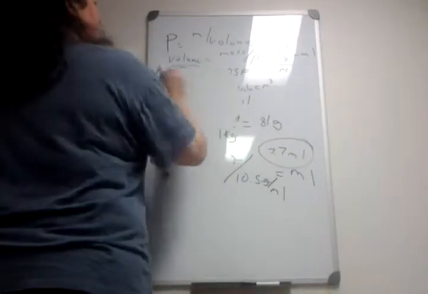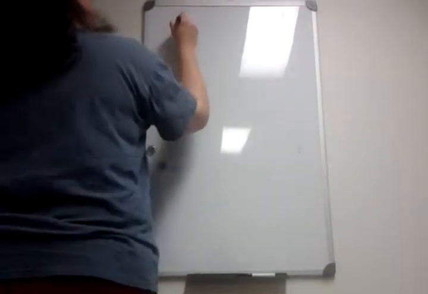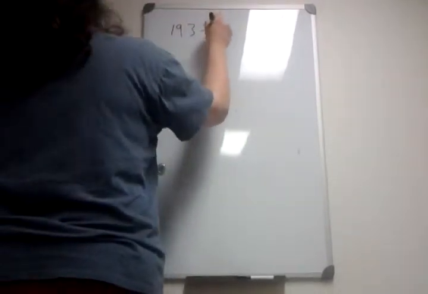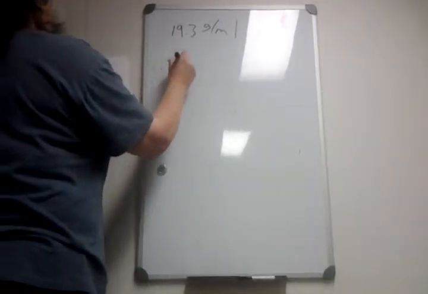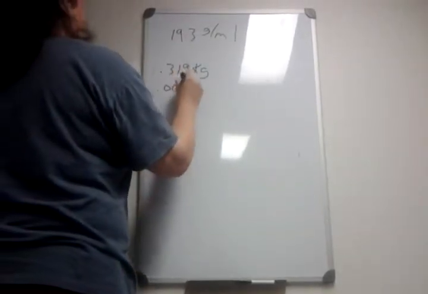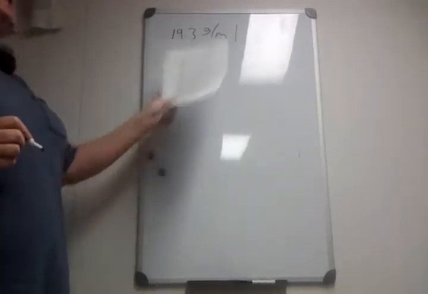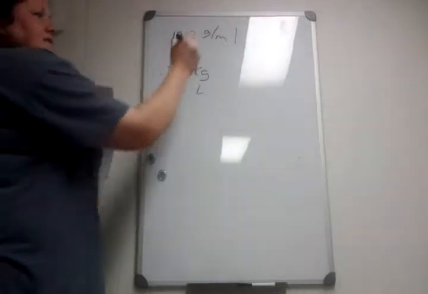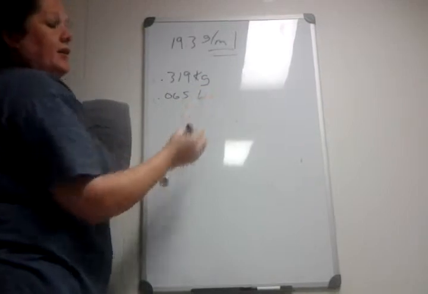Now let's work the next problem, which is asking you if you found gold. They tell you that the density of gold is 19.3 grams per milliliter. And now it tells you that you have a nugget that's 3.19 kilograms with a volume of 0.065 liters. And they want you to find out if the density of your nugget means it's gold. Well, this is in grams per milliliter, so we're going to have to get the density of this in grams per milliliter. We don't want kilograms per liter.